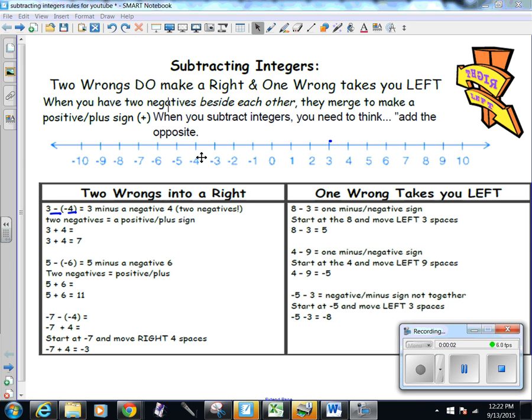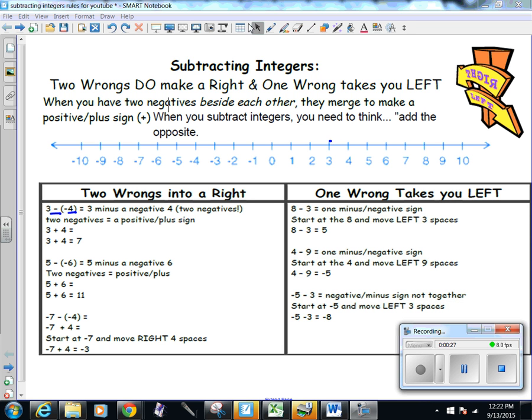Subtracting integers notes. This is the beginning. We're going to talk about using a number line to subtract integers, and then we're going to go on and just use the rule. The first thing says two wrongs make a right. So I've got 3 minus a negative 4. If you were reading this, it would say 3, now go to the left, but wait, now go in the opposite direction 4.